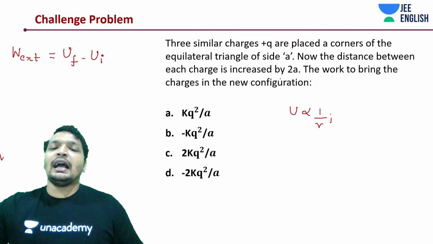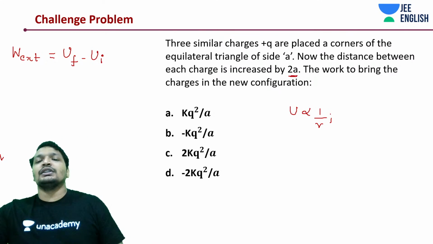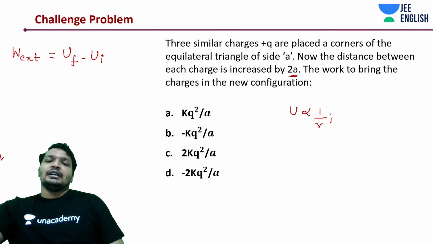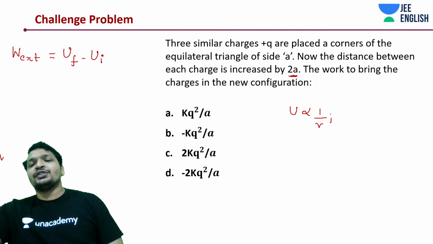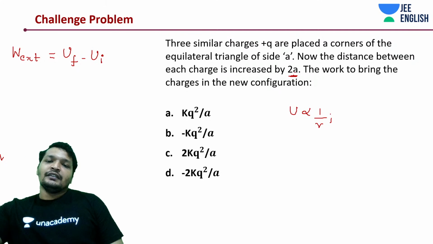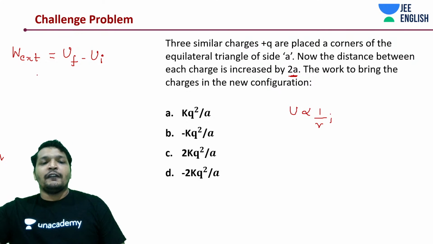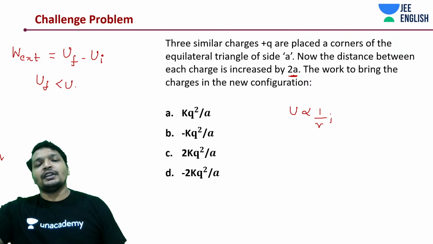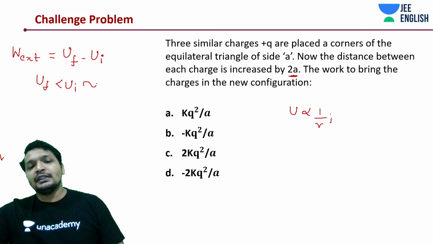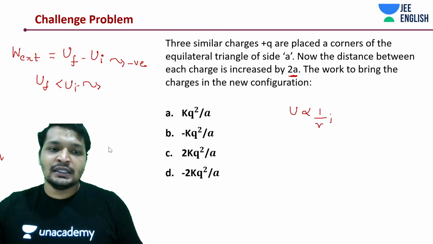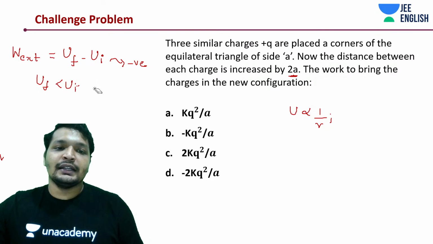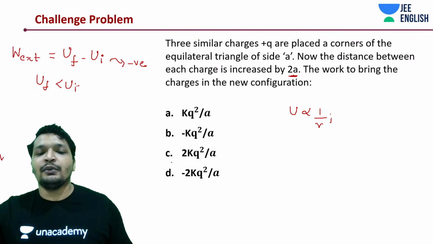So that means, in this case, have you increased or decreased the distance? You have increased the distance. What has happened? The potential energy should be decreasing. The potential energy of final is less than that of initial. So your answer should be negative. That means your answer should be negative. It cannot be positive. Think about it carefully.